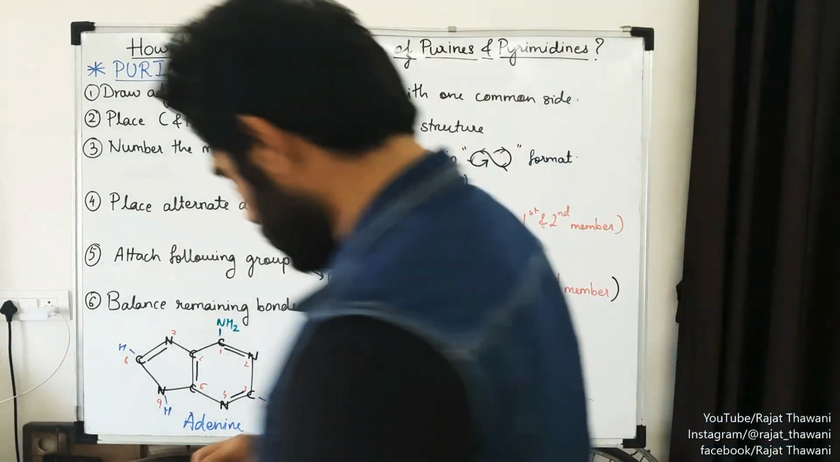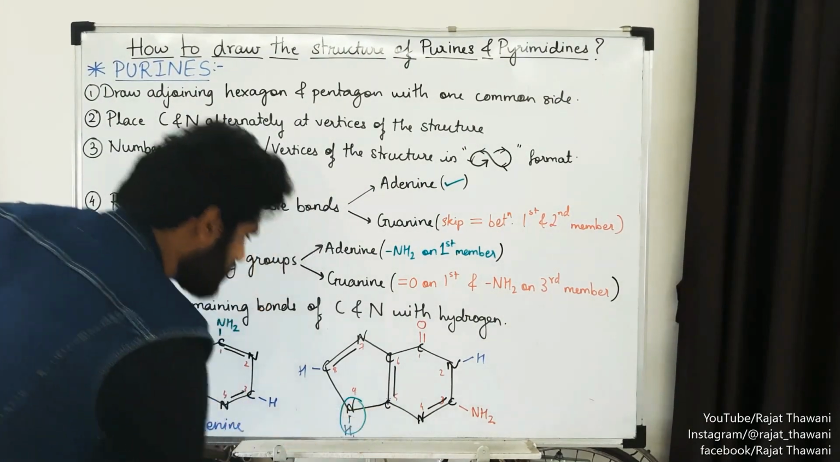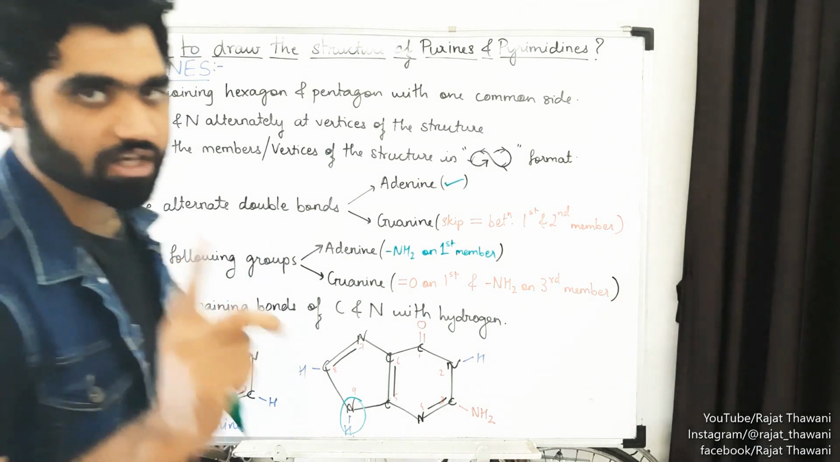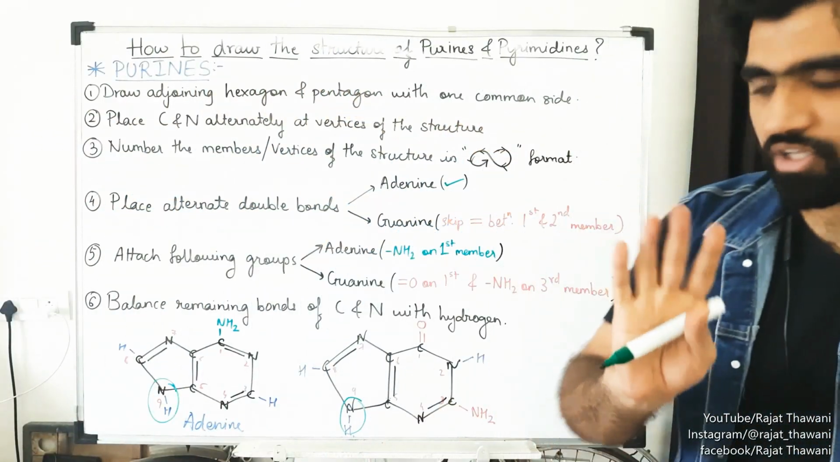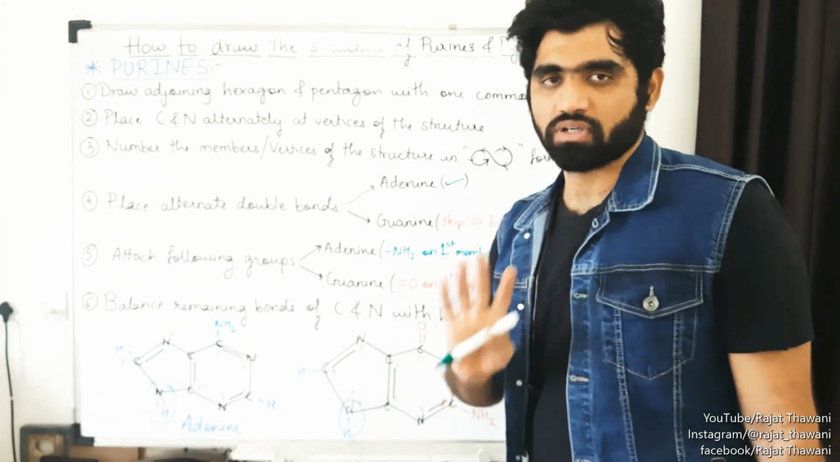Just for your information, remember that this nitrogen is the one responsible for attaching to the first carbon of the ribose or deoxyribose sugar for the formation of a nucleotide.